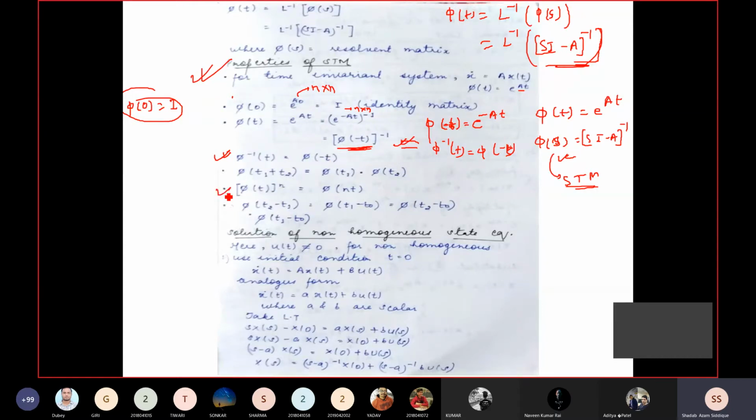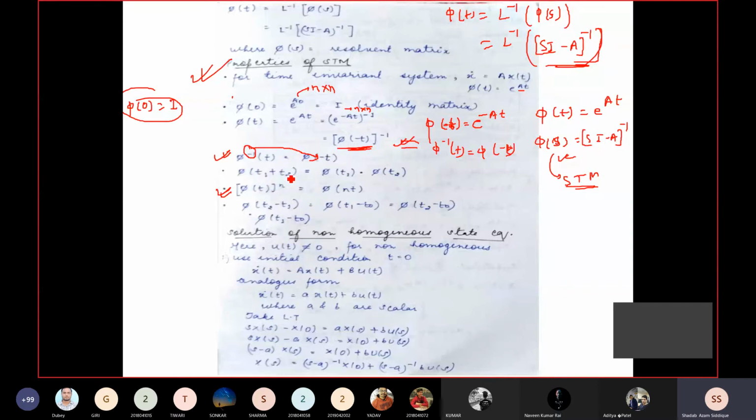So that's why it is written as phi(t) to the power n. It is a power of n, or phi(n) to the power t, phi to the power n as a function of t. So it can be written as phi(nt). Whatever thing will be there, you just multiply with the time. So that is the property given here. I hope you understood this: phi(t)^n is equal to phi(nt).